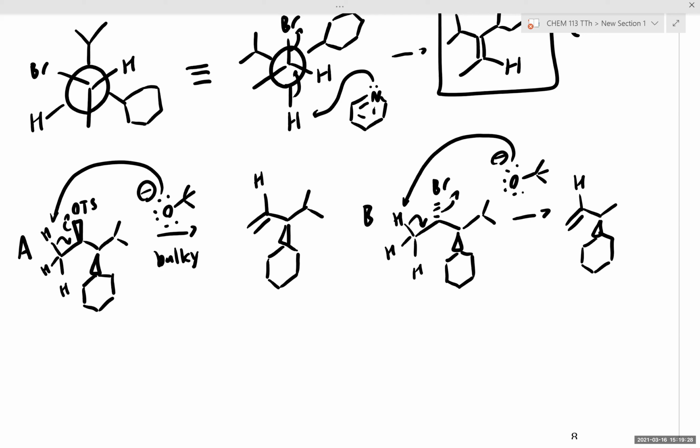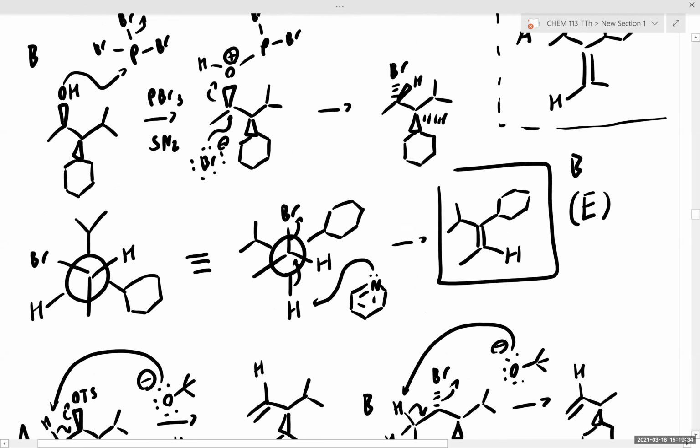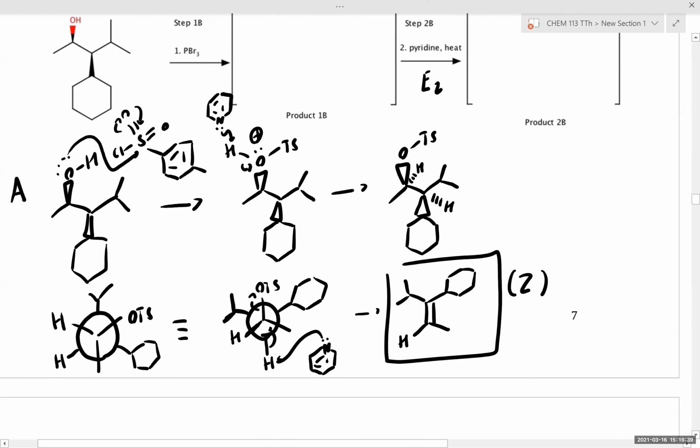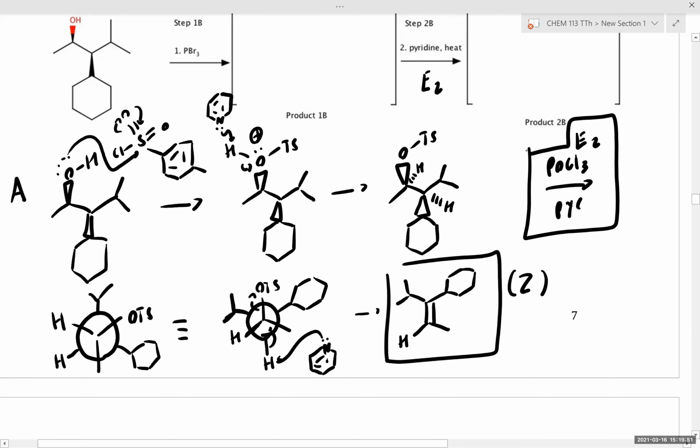Now, the reason I chose pyridine is that it's a nice medium ground, and it's also a hint for how we can accomplish route A. Is there another set of reagents that we could use to accomplish route A? Yep, phosphorus oxychloride and pyridine is also useful for E2 conditions. That was covered in the notes.